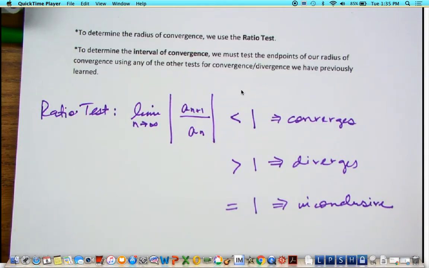So here come all the tests from 9.2 to 9.6, right? Power series tests, geometric series tests, P-series tests, or interval tests. So remember I kept telling you we're going to use those tests? We had to learn them, right? Now we're going to use them, and that's the last bullet point here. To determine the interval of convergence, we must test the endpoints of our radius of convergence using any of the other tests for convergence or divergence we have previously learned. Okay? So here we go. We can do some examples. Best way to show you.